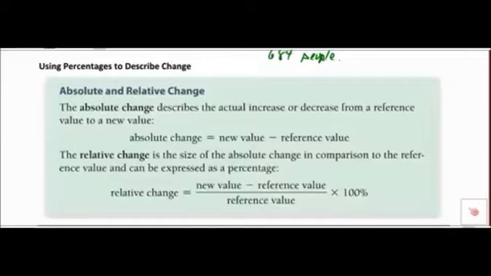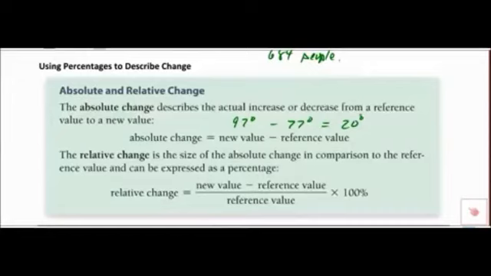Like the temperature this morning was 77 degrees. The temperature this afternoon was 97 degrees. What is the absolute change? Well, it changed by 20 degrees. If I subtract 97 degrees minus 77 degrees, the absolute change was 20 degrees. Now, what if I wanted to find the relative change?